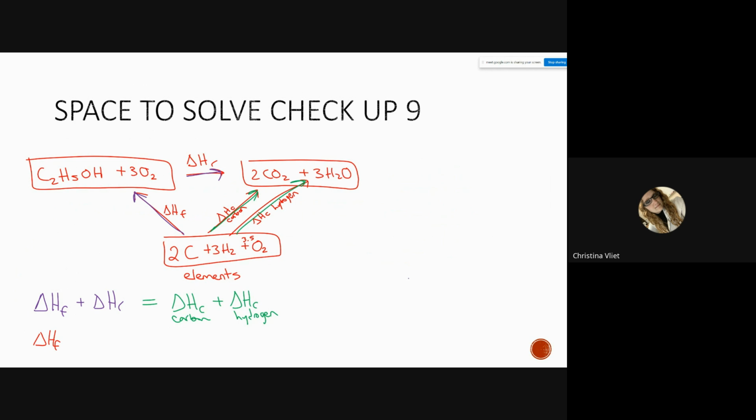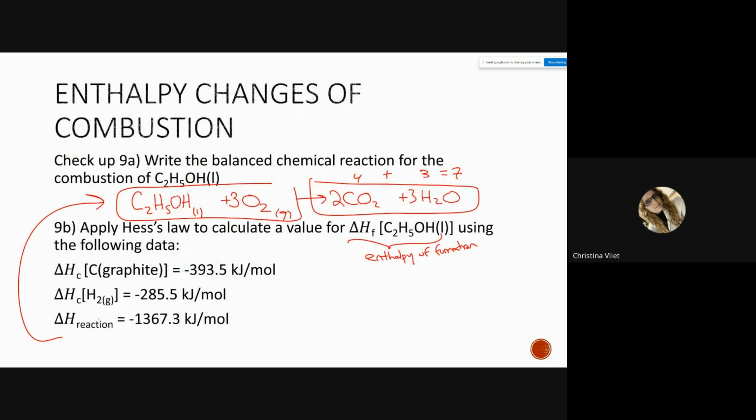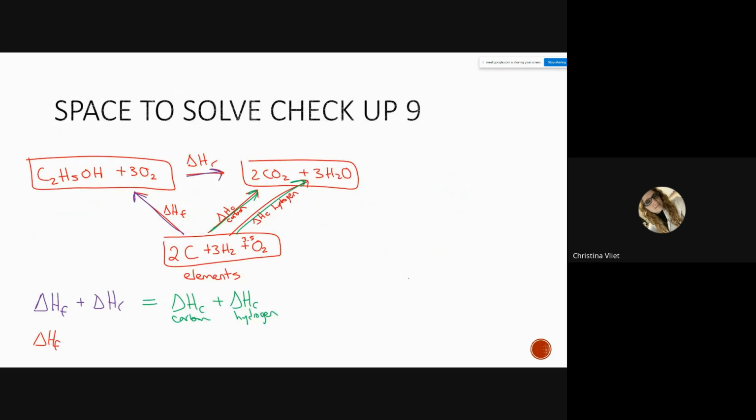Does it tell us the delta HR? What is it? Negative 1367.3. Kilojoules per what? It's a good question. The enthalpy of reaction is negative 1367.3 kilojoules per mole of what? C2H5OH. Correct. Per mole of C2H5OH, it's not written in the question, but maybe you understand for yourself. How many moles are we combusting here in this overall reaction? So what would we multiply negative 1367.3 by? Technically the number's the same, so you're literally just going to see me put in negative 1367.3.